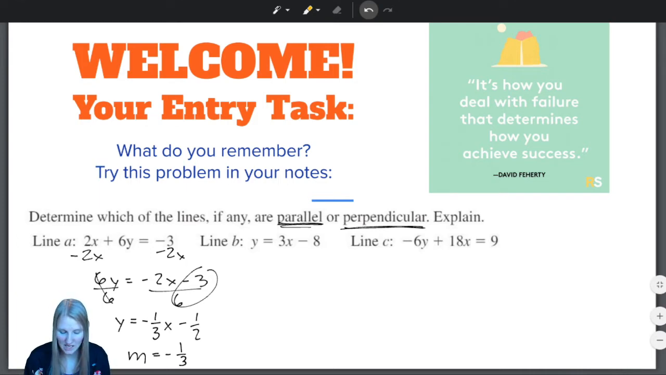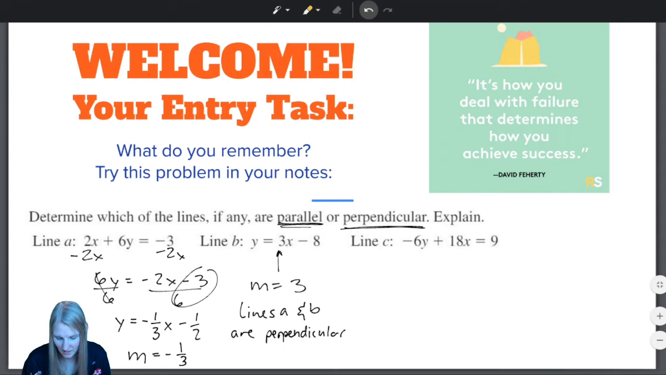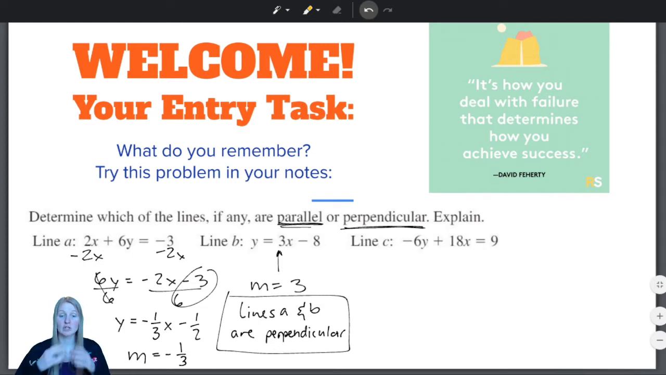So line B, we have y equals 3x minus 8. And in line B, m is 3, which means lines A and B are perpendicular, because their slopes are negative reciprocals.